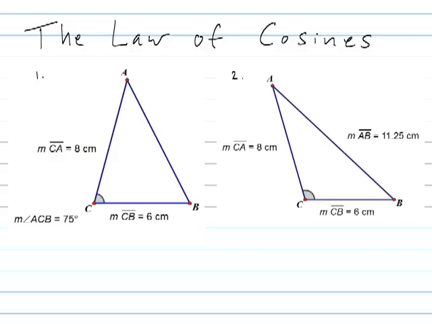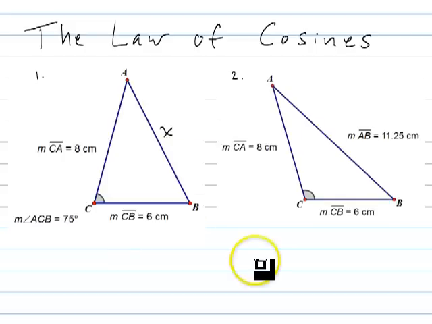In question number one, we're told that in this triangle, AC is 8 centimeters, CB is 6 centimeters, and the angle C here is 75 degrees. And their question is, can you figure out the length of side AB if you have those three pieces of information?